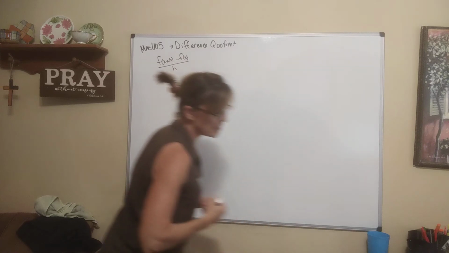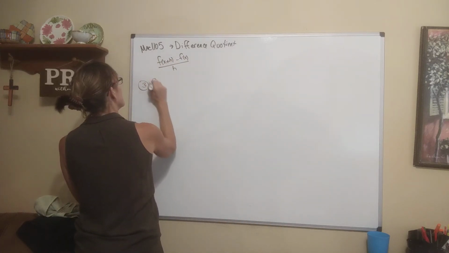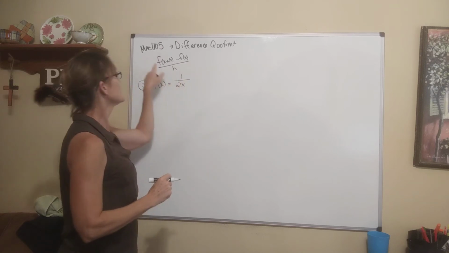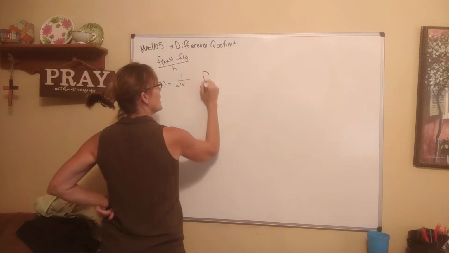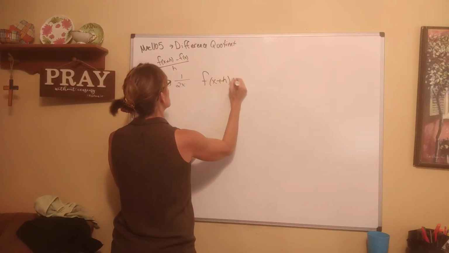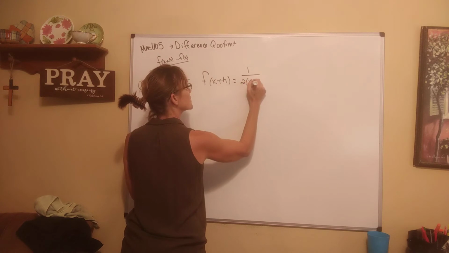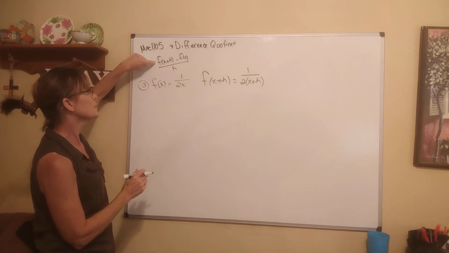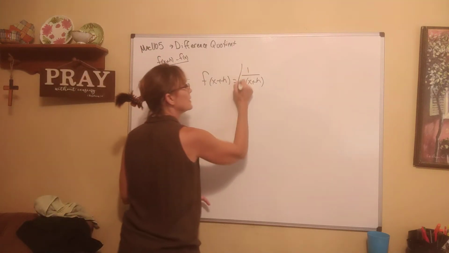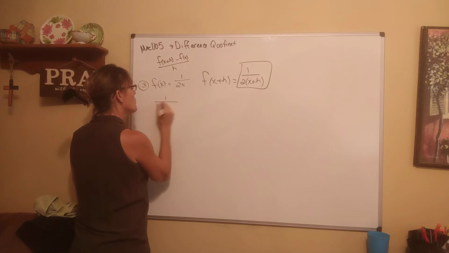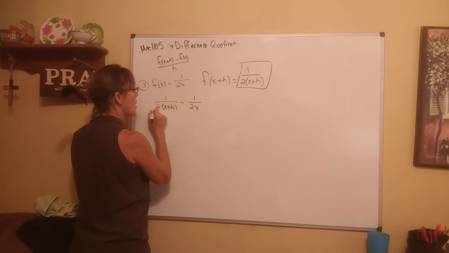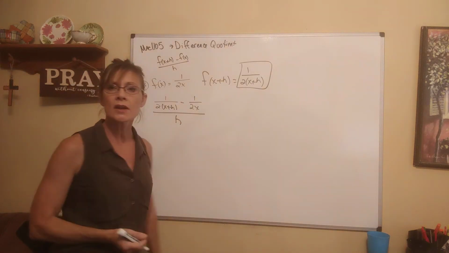So the first one, number 3, f of x is 1 divided by 2x. Okay, this is f of x. Let's figure out what f of x plus h is over here. f of x plus h is going to be 1 over 2 times x plus h. You replace that x with x plus h. Let's construct this guy. 1 over 2 times x plus h minus, by formula, minus f of x, 1 over 2x, all over h. Okay, we have just constructed the difference quotient.